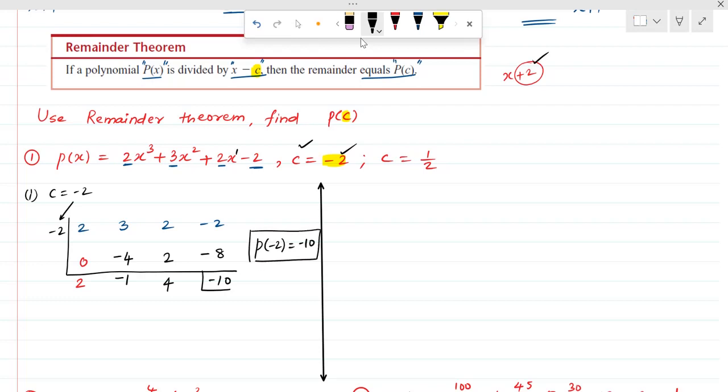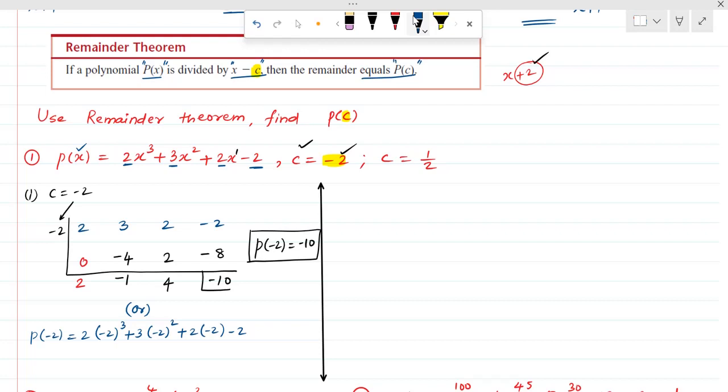So this is what the remainder theorem says. Let us check with the regular method what we have done. In the regular method, I just replace the C value in place of X. Let us check what happened. So I substitute minus 2 in the polynomial. You will get 2 times of minus 2 power 3 plus 3 times of minus 2 power 2 plus 2 times of minus 2 minus 2. I replace minus 2 in the polynomial.